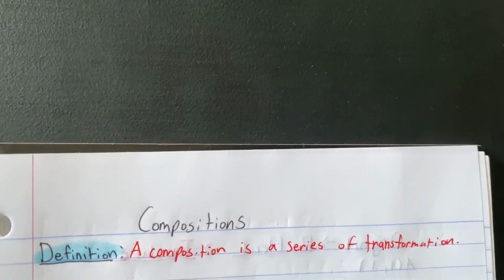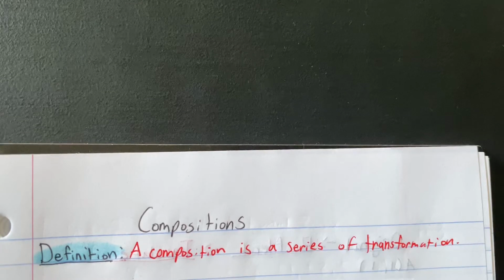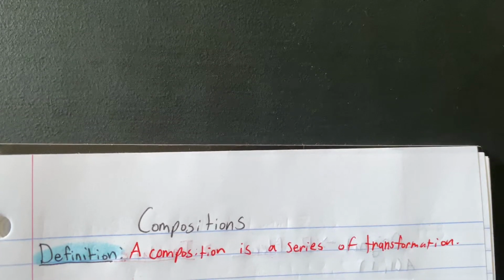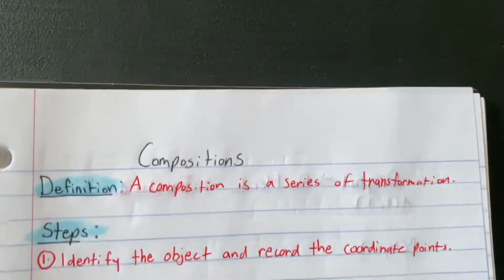For example, I can have you take a triangle, translate 5 to the right and 6 up, and then I want you to reflect over y equals x. Something like that would be a composition. So without further ado, let's move on to some steps.